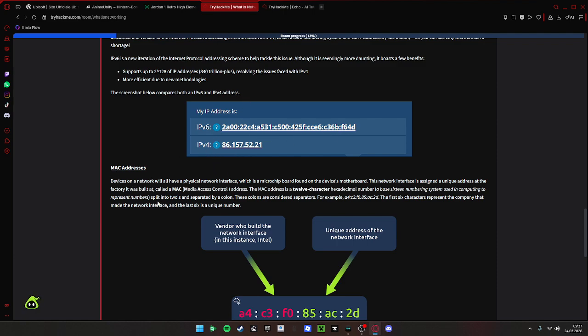So MAC address, let's see what they say, okay? I'm trying not to say anything.